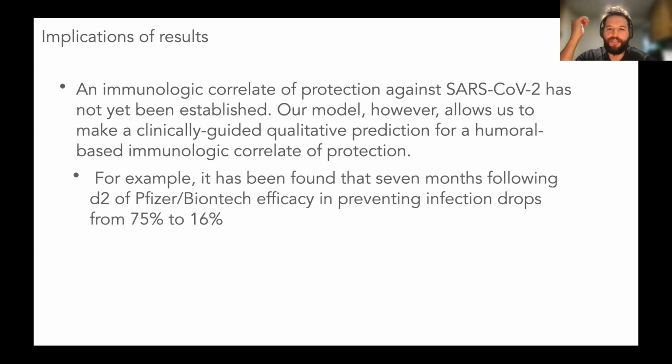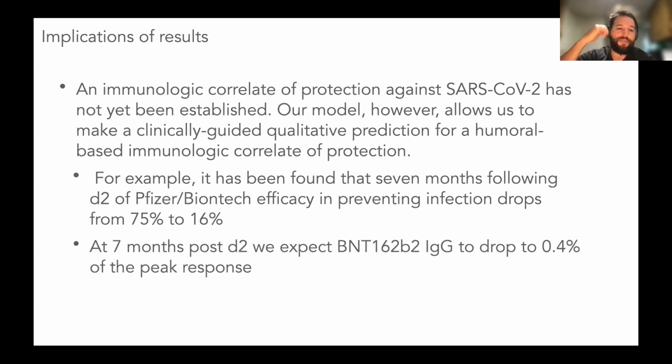One example is that 7 months following dose 2, the Pfizer-BioNTech efficacy drops from 75% immediately after dose 2 to 16%. This is a recent study done by the Ministry of Health of Israel, and they have very strong statistics for this result. It's a fantastic report that they announced. For example, 7 months past dose 2 for Pfizer, we predict IgG to drop to 0.4% of the peak, so that's a loss of 95.6%. Roughly speaking, 0.5% of peak correlates to something like 16% efficacy, which is quite remarkable.